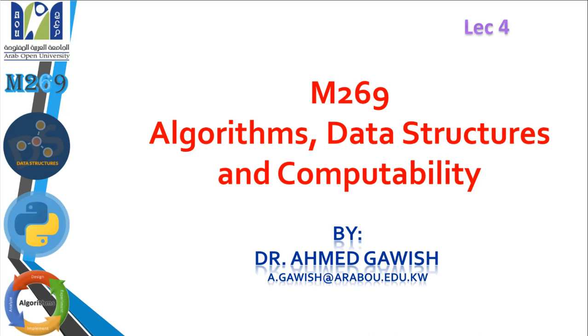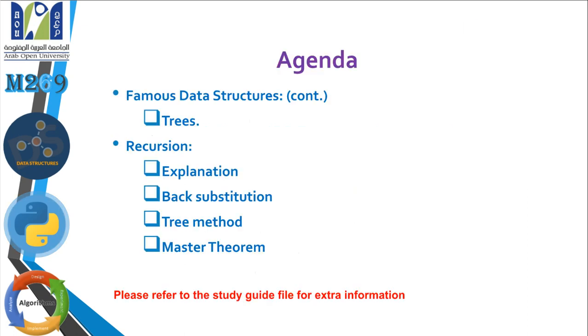Let's start our meeting, and today we're going to discuss multiple topics. First, we'll talk about trees, and then we'll talk about recursion, how we can go through the recursion and get the complexity and analyze the algorithm through the recursion and the recursion tree. We're going to use the expansion, the back substitution method, the method that depends on the tree, and also the master theorem.